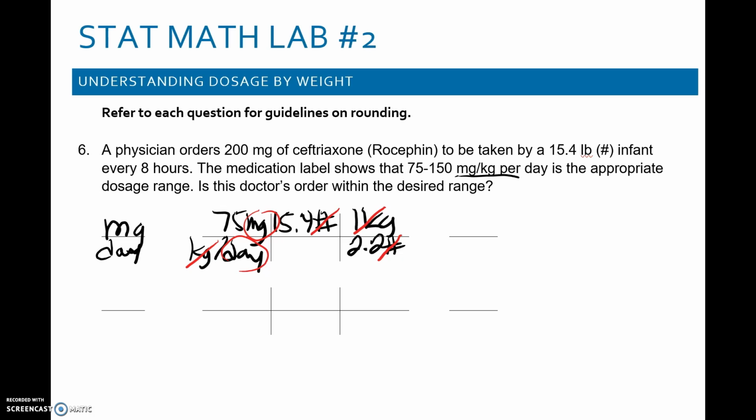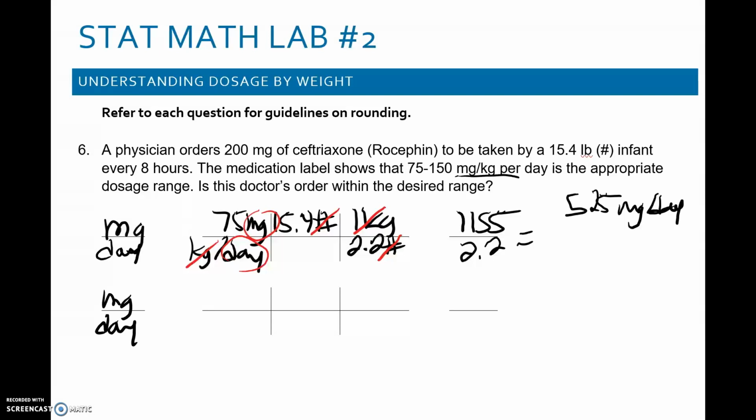75 times 15.4 equals 1,155, divided by 2.2 equals 525 milligrams per day. Okay. Then, again looking for milligrams per day, we have 150 milligrams per kilogram per day.